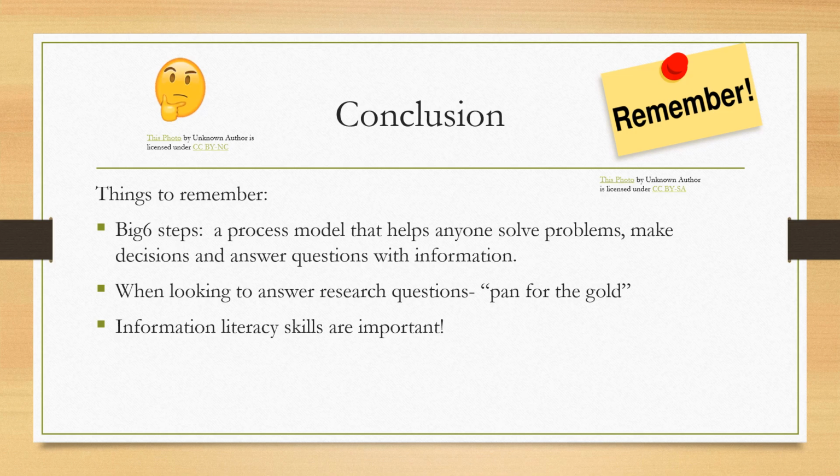When you're looking for answers to your research questions or any question, remember to pan for the gold. Find a lot of different sources and sift through till you find what you need. Look for those important bits, the bits that support what you're trying to say or that answer the question you're trying to ask. And remember that these are information literacy skills, and they're some of the most important skills that you as students are going to be able to learn.